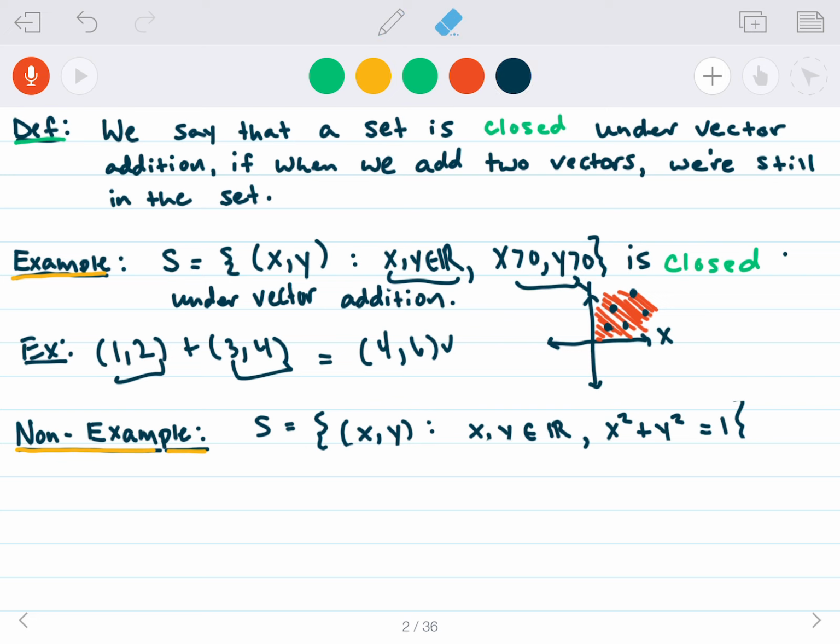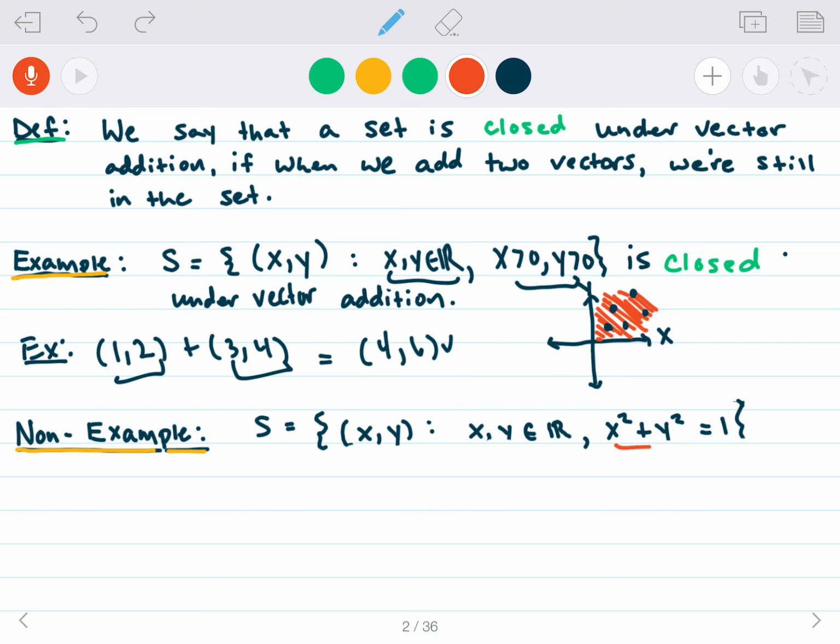Okay, so now that we looked at an example, let's look at a non-example. This time our set is all ordered pairs where x and y are real numbers and x and y satisfy this equation right here, x squared plus y squared equals 1. Now, what does that mean? What does the set actually look like geometrically? We saw geometrically that our set in the first example was the first quadrant. But what does this set look like?